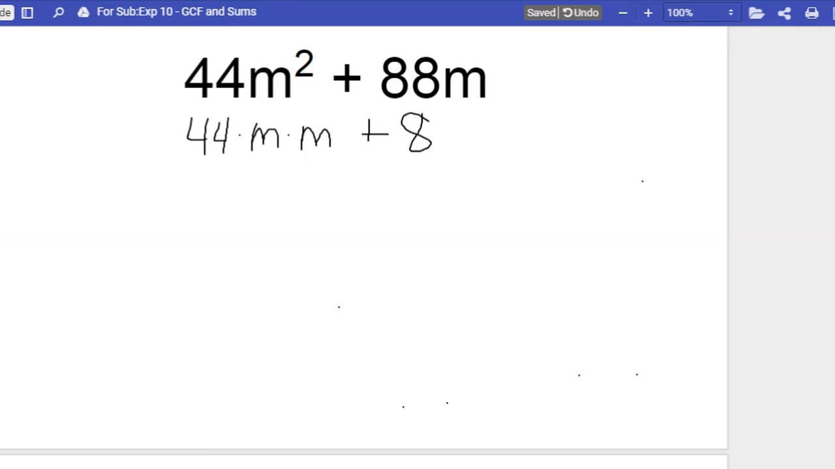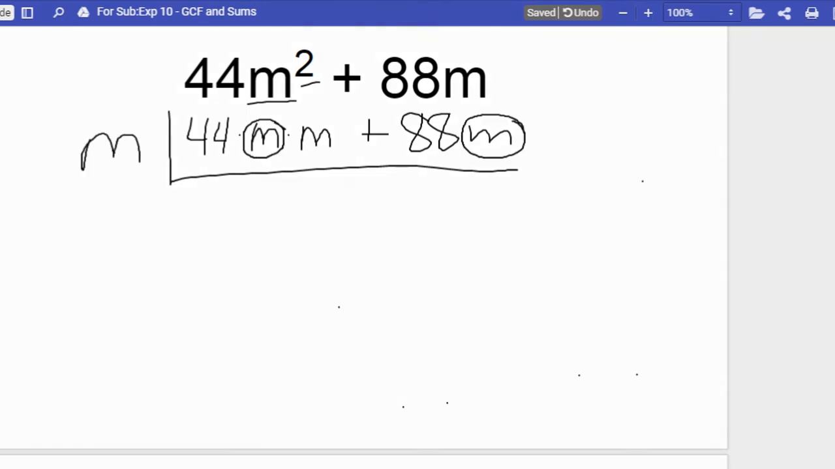Okay, so let me erase this stuff real quickly. Sometimes it doesn't erase super awesome. I want you to keep that in mind because we are going to use that expanded form to help us up here. So again, I want to worry about my variables first. So what is m to the second power, m squared, really saying? It's really saying 44 times m times m plus 88m. I just took that m squared and wrote it m times m.